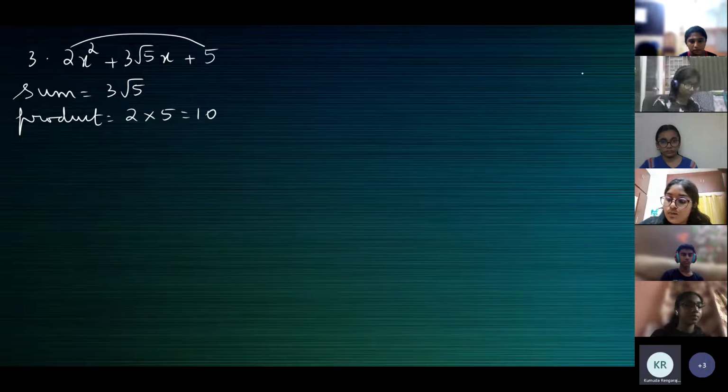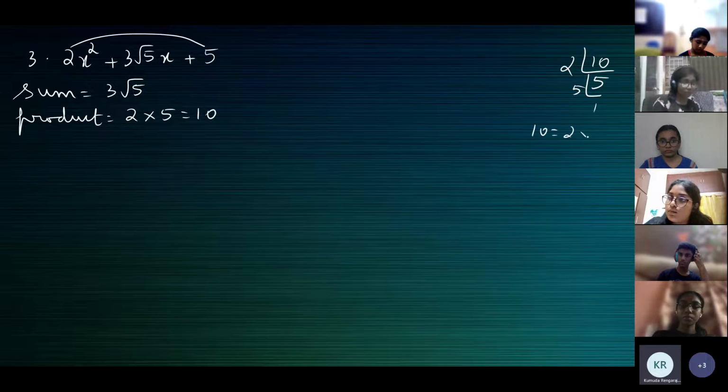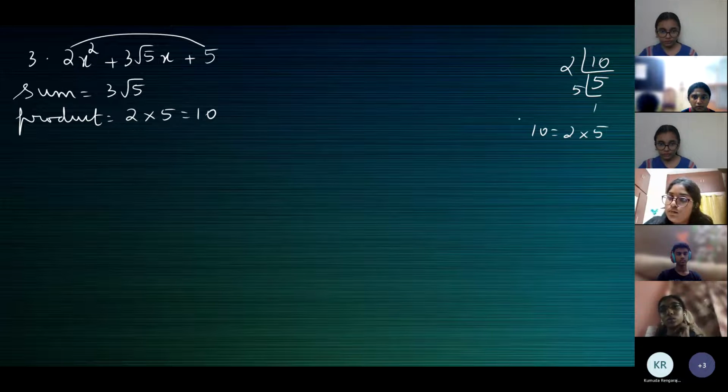So take up the product. Find the prime factors. So 10 is equal to 2 into 5. Now, which one should you split further? The sum has what in it? It has root 5 in it. Root 5 into root 5.